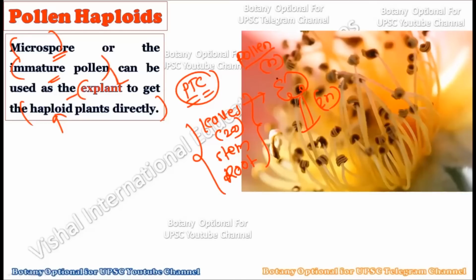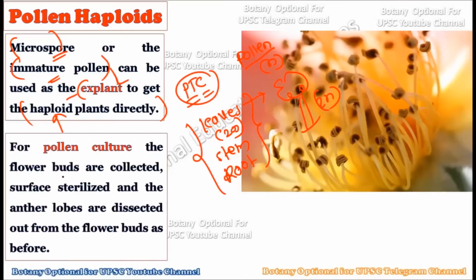The process is the same, but what is different here? The explant we are using is a different thing. That is the pollen grain, which is a haploid structure in the plant, and that is why it is going to create haploid plants directly. Right? Now see how we do the pollen culture. What is the procedure? The very first thing we do for pollen culture is the collection of flower buds, because inside the flower buds you will find immature anthers, and within these immature anthers you will find the immature pollen grains, okay?